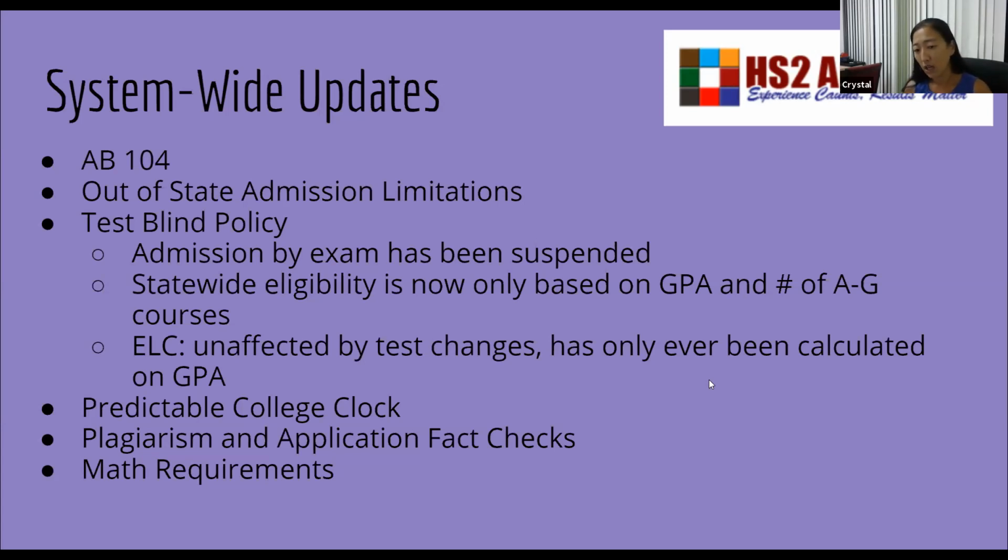The other thing is that geometry or math 2 is still going to remain a requirement for all the UCs. So even if your high school gives your student the option to place out of math 2 and jump ahead, or to skip geometry, the UCs are going to need to see that on the transcript.